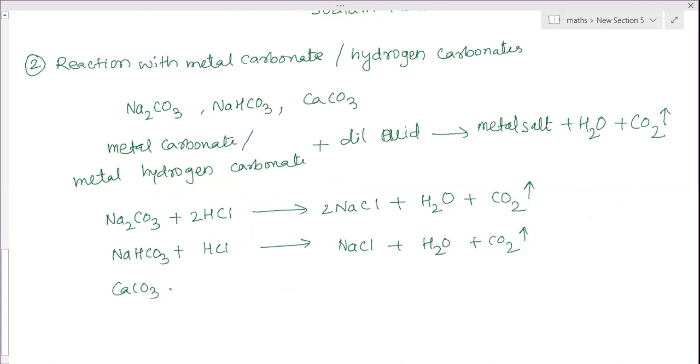Calcium carbonate, also same. What is the common name of calcium carbonate? Limestone. And again it is also found in the form of marble. Then another, chalk powder, right? Limestone, chalk powder, marble, eggshell. So in this form the calcium carbonate is present in nature.